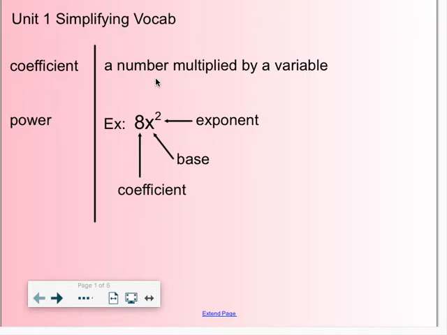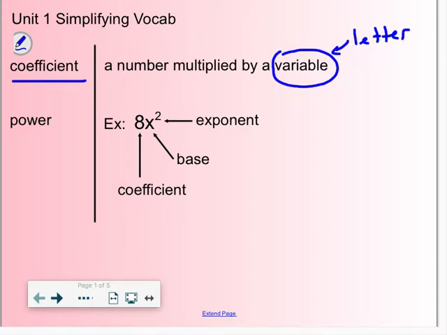All right. First one is this longer word right here, coefficient. A coefficient is any number multiplied by a variable. And what I mean by variable is these are your letters. These are your unknowns. Okay? So any number in front of that variable is a coefficient.